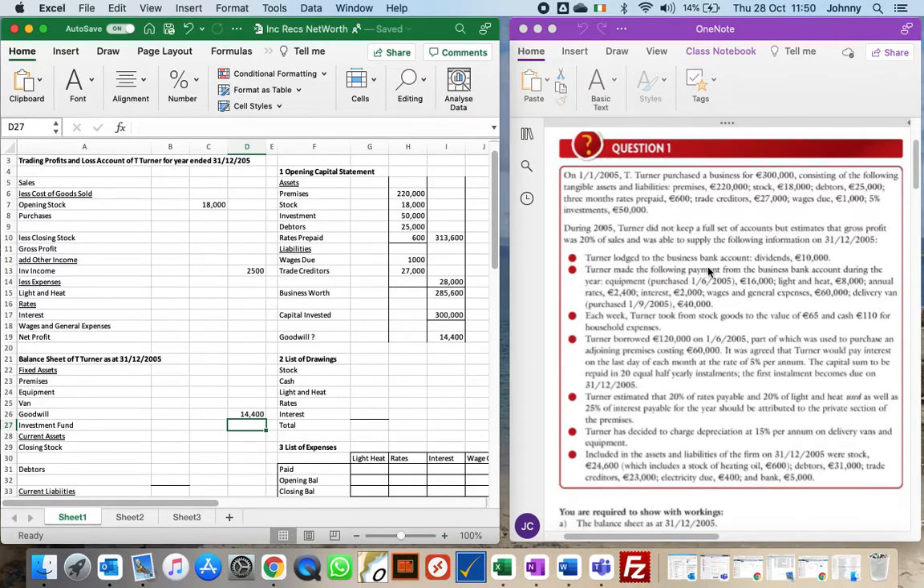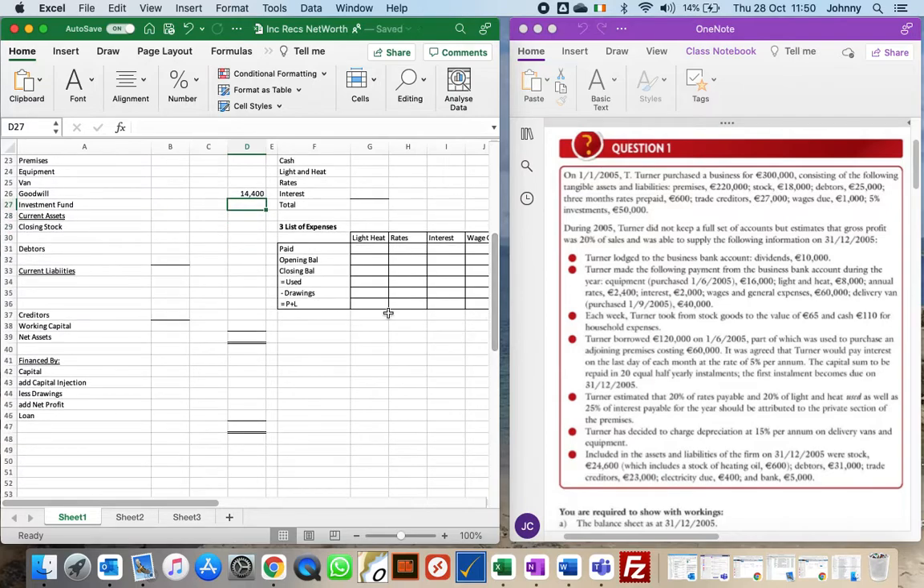So Turner lodged to the business 10 grand. Well, that's the owner putting money into the business. So that's a capital injection. They made the following payments from the bank account during the year. Now, we don't need to do rough work on a bank account here, but we just need to make sure that we deal with the payments that are made, and what they're made for.